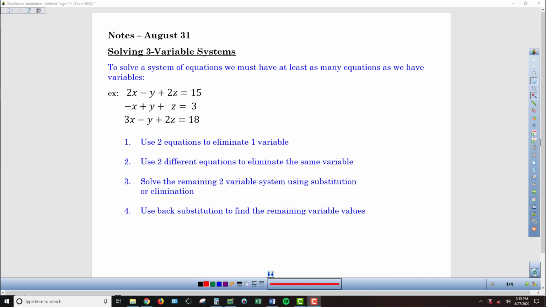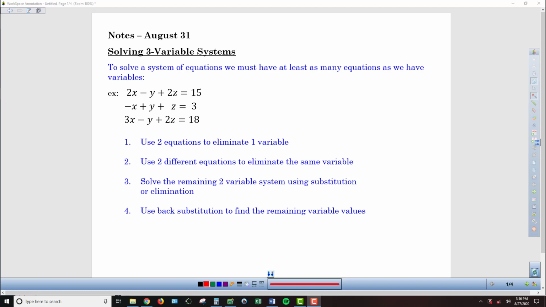So here we're expanding our study of solving systems of equations to systems that have three variables in them and therefore three equations rather than just two equations with two variables. And so for these types of systems, we're going to use elimination as our primary tool for solving.